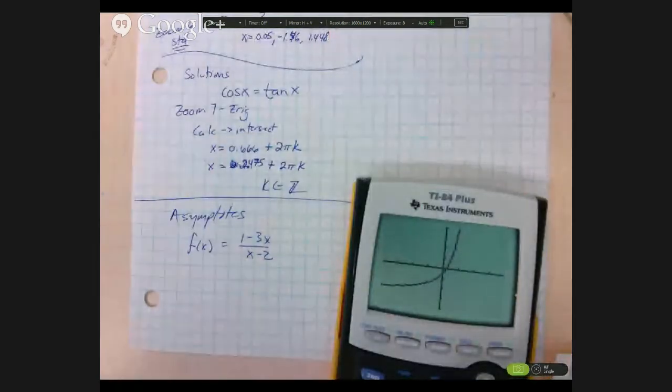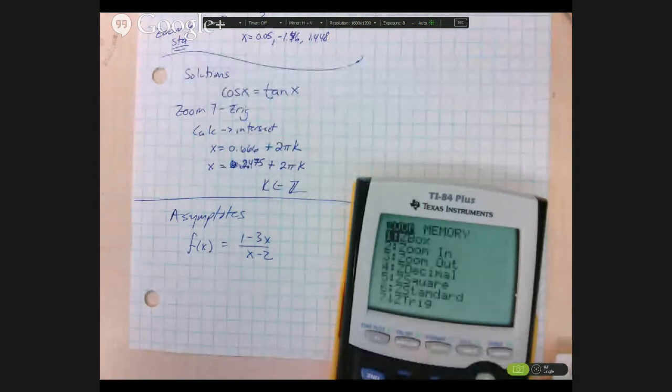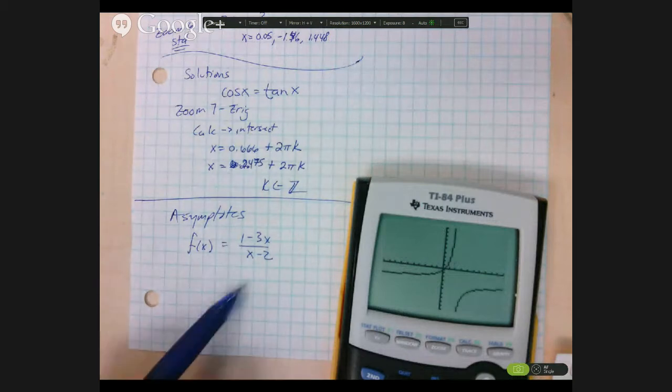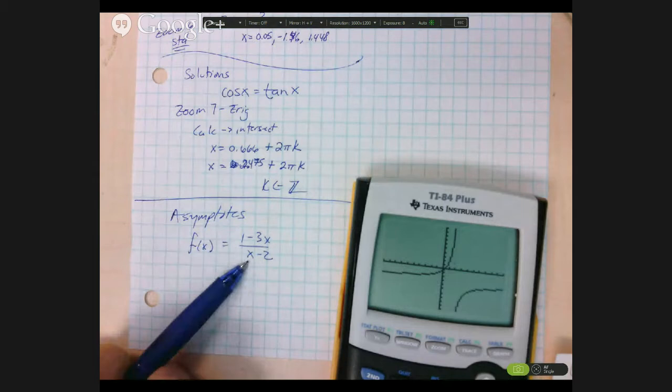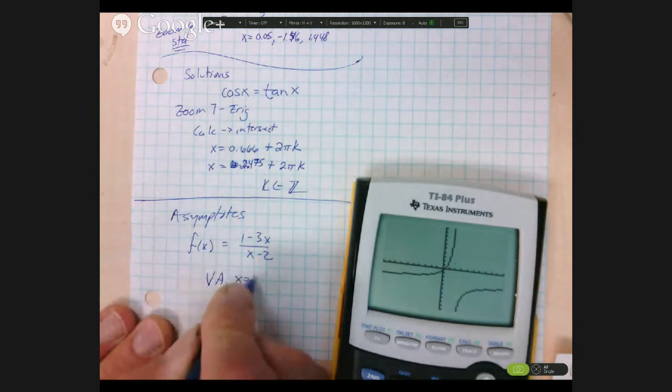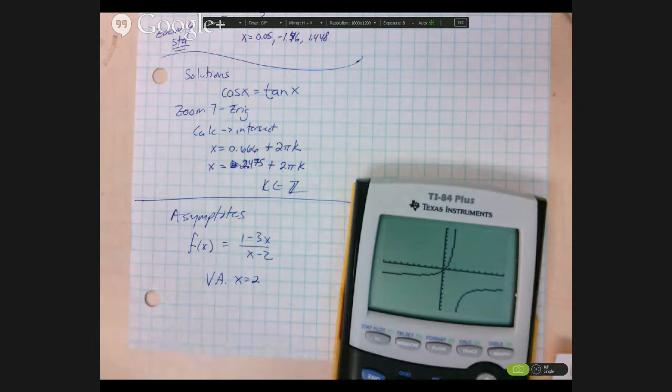Okay, based on my viewing window, it was hard to see any asymptotes, but if you change it, it's easier. If you look at the algebra equation, is there a vertical asymptote? Where? At x equals 2. That just means the denominator is 0.